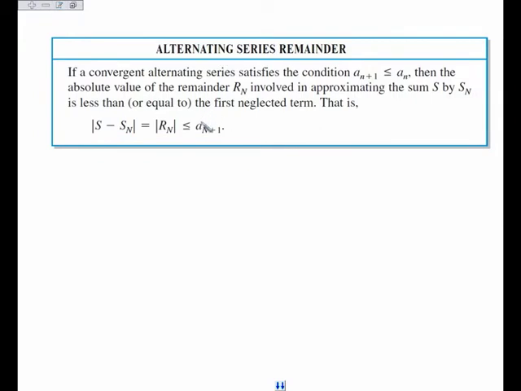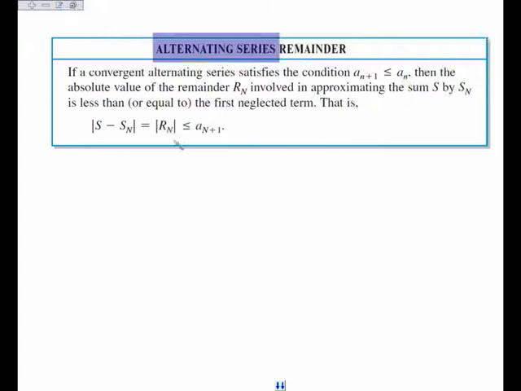Here's a result, a theorem if you will, on how to find the remainder for an alternating series. Now, this is specific to alternating series. This does not apply to any other kind of series. If you have a convergent alternating series in which the terms are decreasing, then the absolute value of the remainder, R sub n, involved in approximating the sum by n partial sums, S sub n, is going to be less than or equal to the first neglected term.